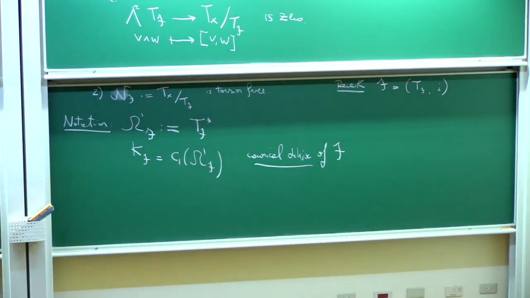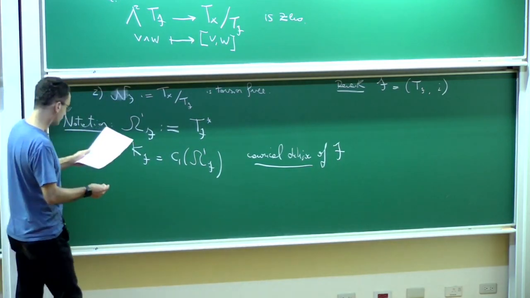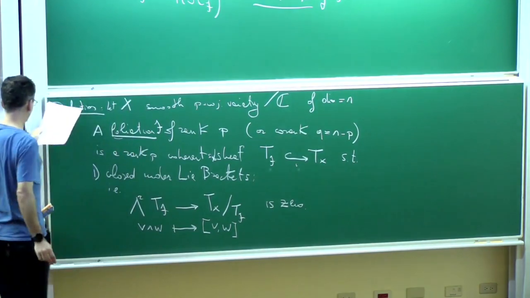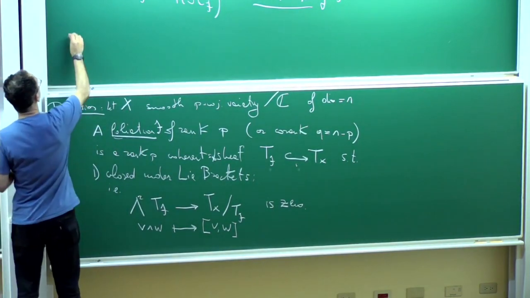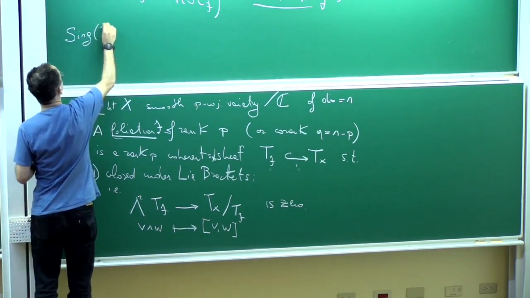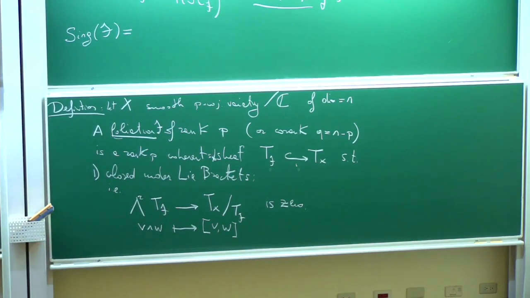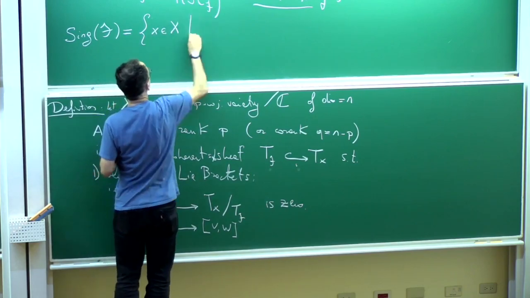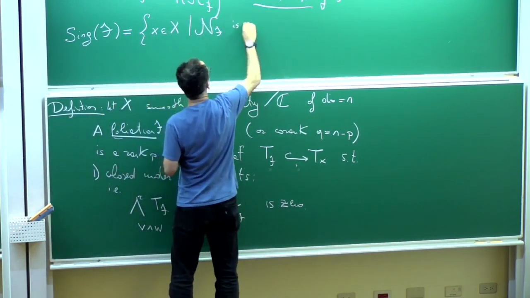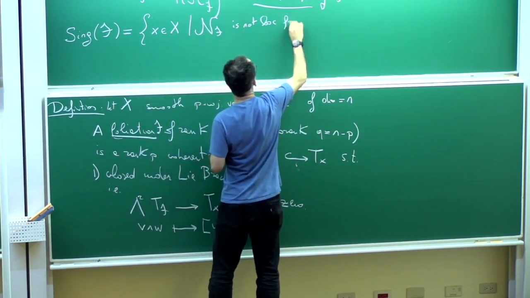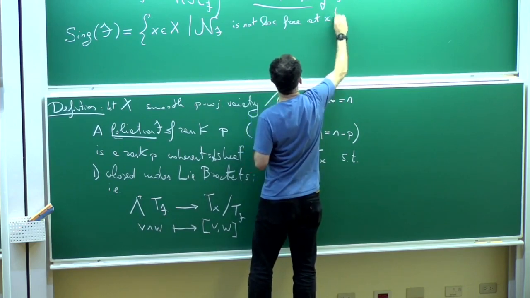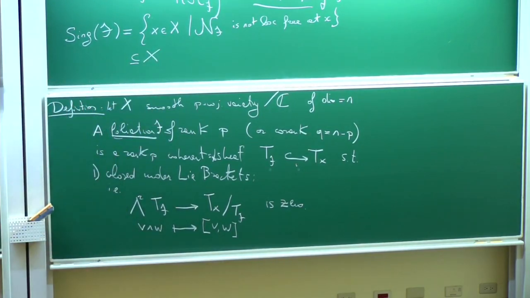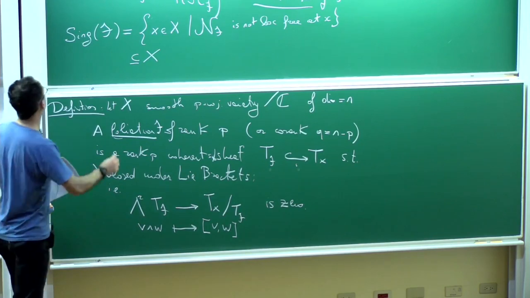And well, I'm going to comment in a few minutes, but let me continue with the notation. So we will always talk about singularities. The singular locus of F, sorry if you saw this before, but I need to define it once and for all, is the set of all the points x such that the sheaf N_F is not locally free at x. Of course, this is a closed subset of X. So this is the singular locus.